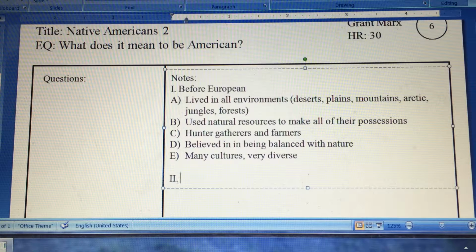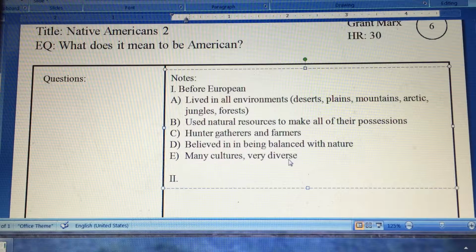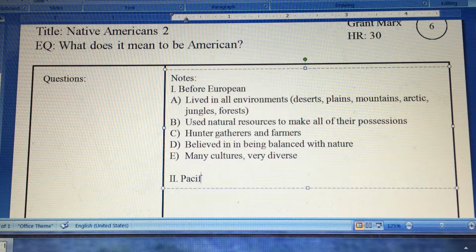Now Roman numeral 2, this is going to be our second category. And what we want to do, we're going to talk about this diversity within native cultures. So we're going to just go through some of the different areas. And I could have made this really long, but hopefully it's a little bit shorter and easier for all of us. So first, we're going to talk about Pacific Northwest.